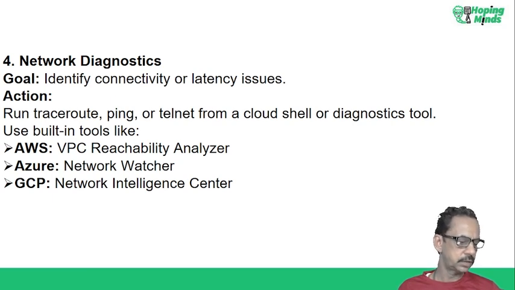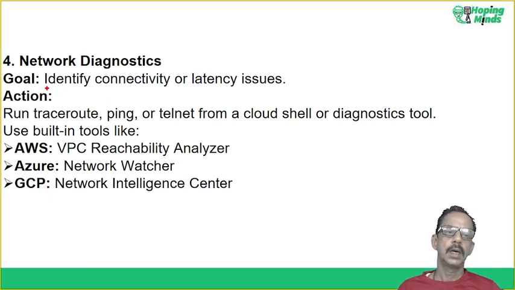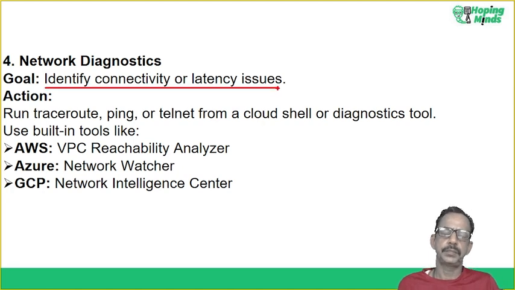Network diagnostic. Identify the connectivity and latency issue. The very first thing, if you have a connectivity issue, the most common reason can be your NACL problem. You are not able to connect to a particular server or EC2 instance. That can be your security group, or it can be the NACL on the subnet that you are connected with.